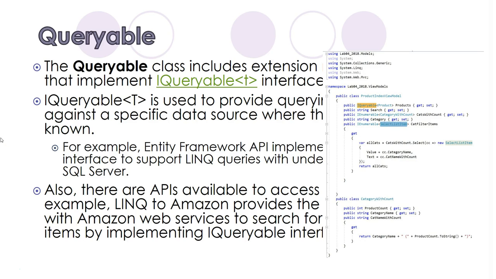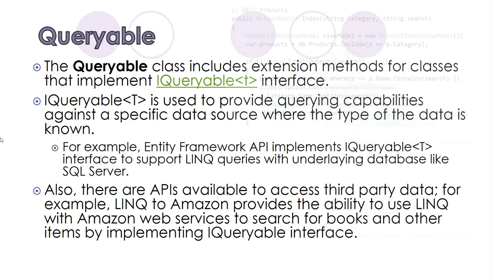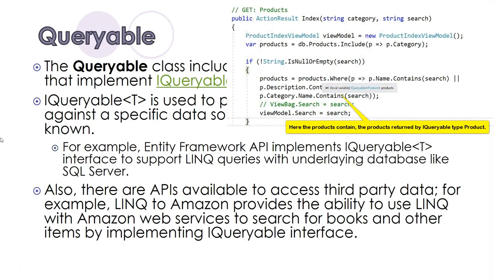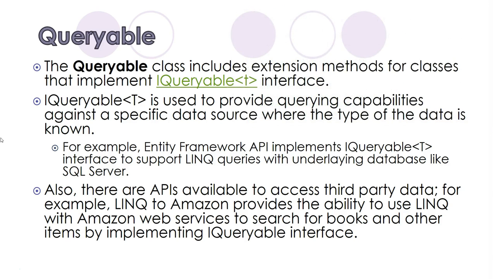LINQ queries return a set of matching objects, a single object, or a subset of fields. In LINQ, this returned set of objects is called a sequence. And most LINQ sequences are of type IEnumerable, as we said earlier.